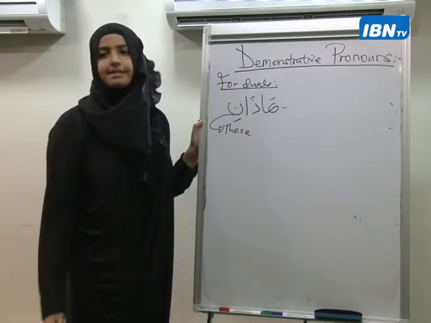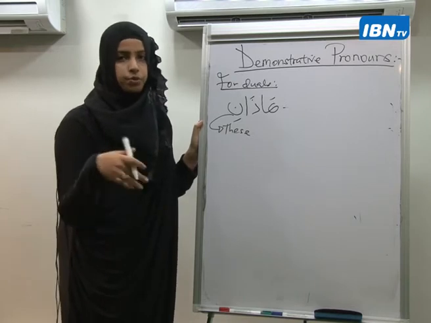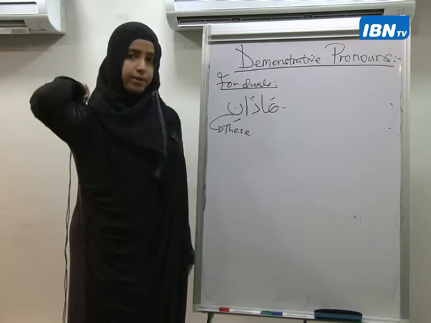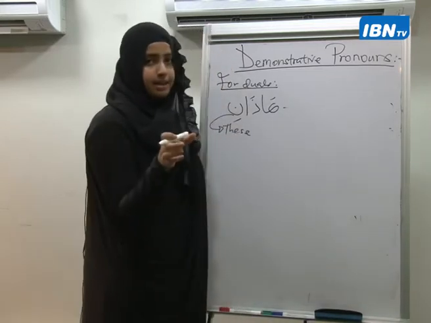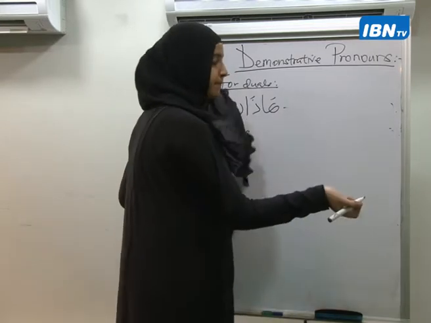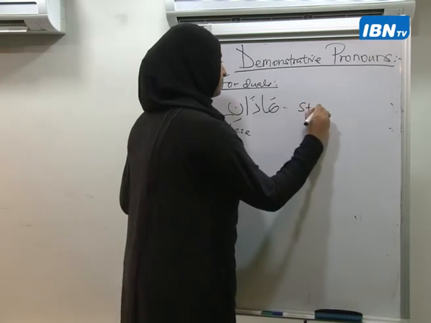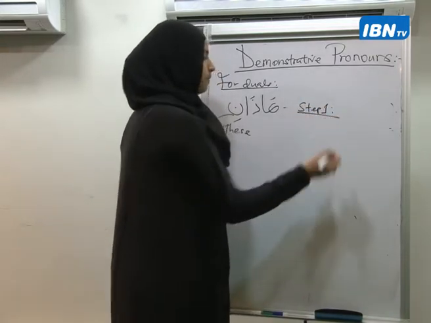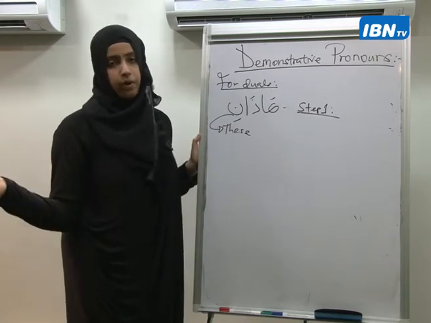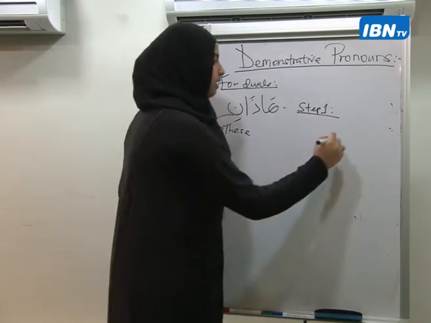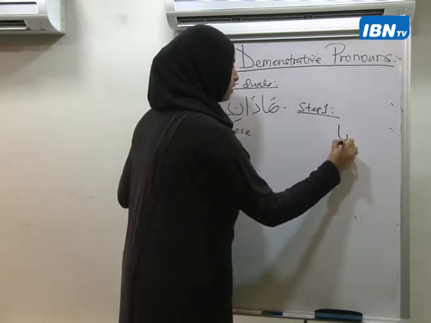Right, so let's say I want to say these are 2 doors, right? Now we know that door means babun, right? So first you write the noun, okay, step by step. So step 1, what am I going to do? I'm going to write the noun, right? So for example, door, I'm going to write babun, right? So that's step 1.